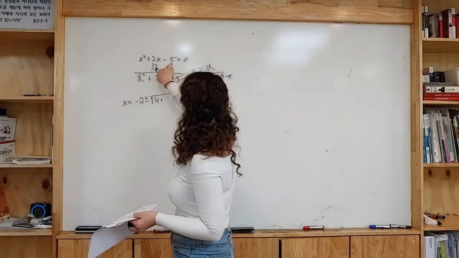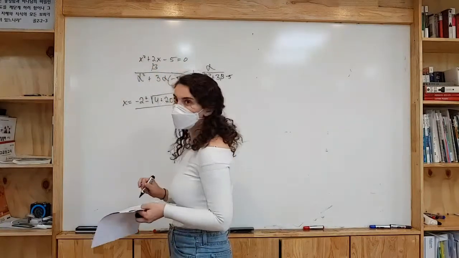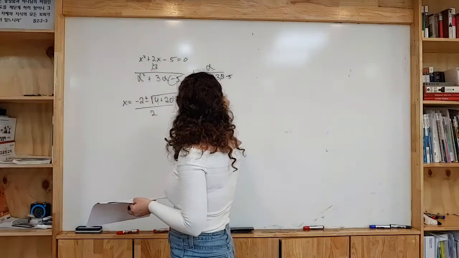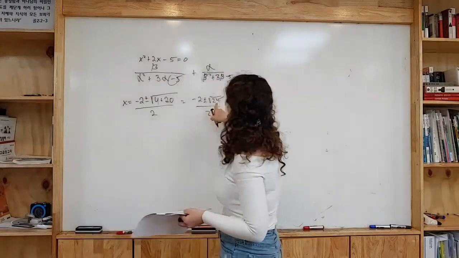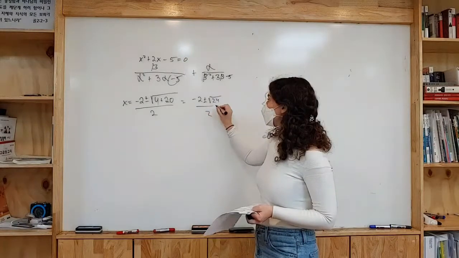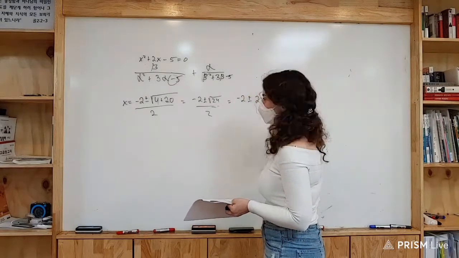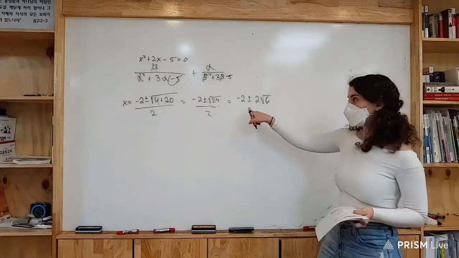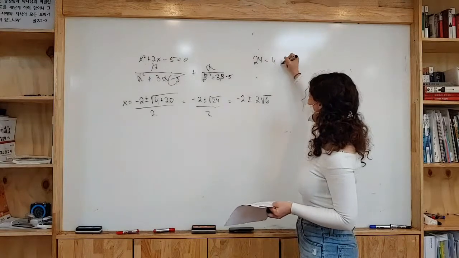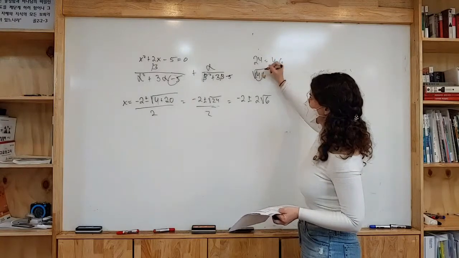Minus 4 times this is 20, divided by 2, 2. Alright, what is this? This is 4 times 6, right? So what can we do? Okay, 24 equals 4 times 6. So we take the square root of 4 times 6. What's the square root of this?